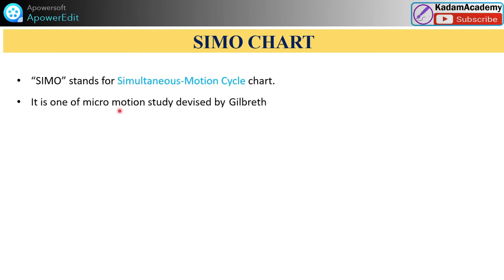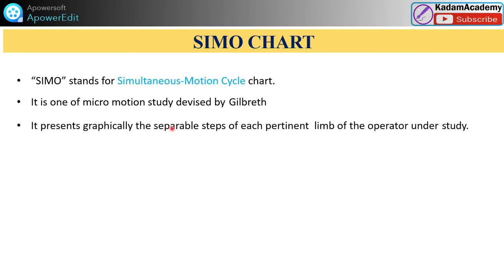Next is the SIMO chart, where you use these Therbligs and prepare a SIMO chart. SIMO stands for Simultaneous Motion Cycle Chart. It is one of the micromotion studies devised by Gilbert, and it represents graphically the separable steps of each pertinent limb of the operator under study. It is an extremely detailed left and right hand operation chart.